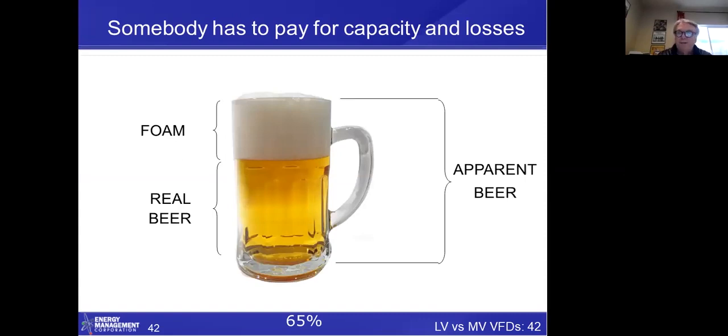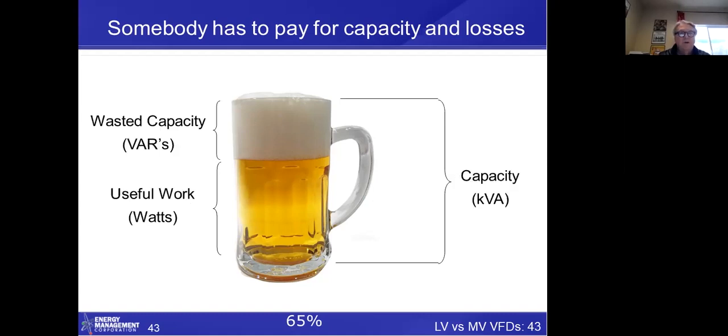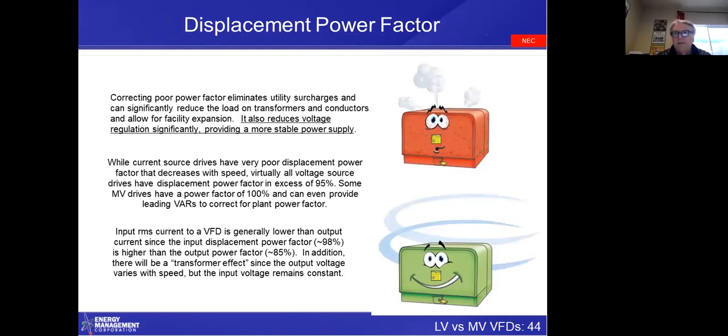This is a very common metaphor of the beer. You have beer, and then you have foam, and then you have your apparent beer. Well, power factor is the same. You've got your useful work, which is watts, your wasted capacity, which is VARs, and your kVA. So the better the power factor, the more watts you have for a given kVA. And those watts, of course, go out throughout your plant. A poor power factor causes the current to be higher, increases heating in your transformer, and you may end up with a utility penalty for low power factor. Fortunately, all drives are pretty good at that.